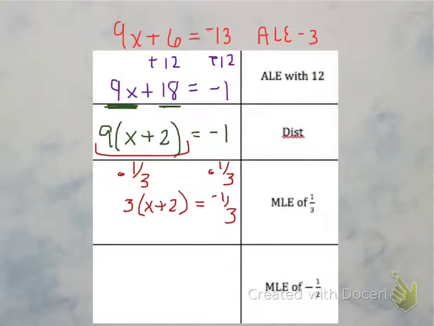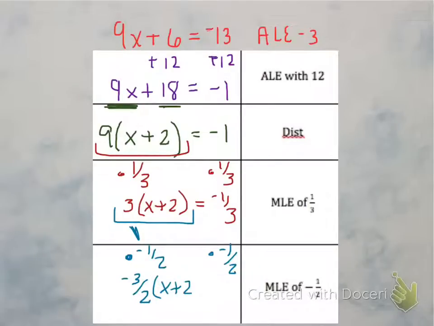Again, applying MLE, but this time of -1/2. So I'm going to multiply both sides by -1/2. Again, this is all one term, so just multiplying the one piece. So I get -3/2, and that's being multiplied by the x plus 2. And here, on this side, I get 1/6. So just practicing applying those different properties.